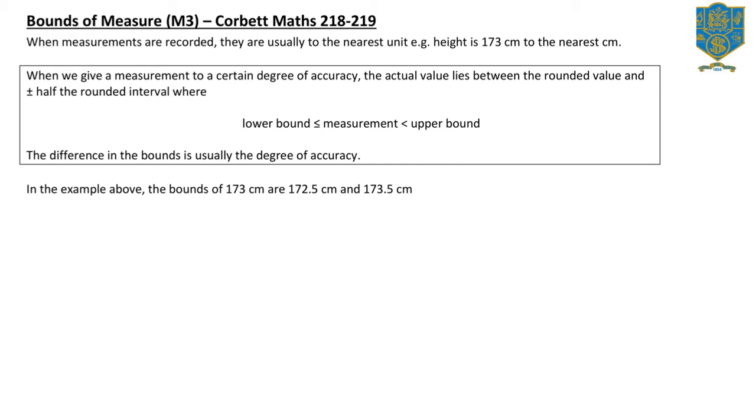The reason for that is that if we've got 173 centimetres and we're looking for the values that round to 173, we could be thinking about 172.9, 172.8, and all the way down to 172.5. All those values will round up to 173 to the nearest centimetre.